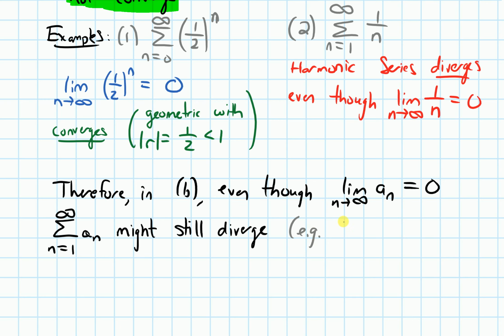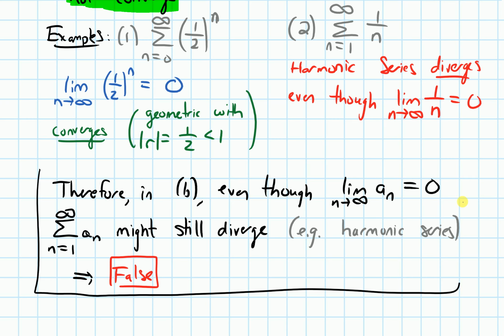So for example, we know the harmonic series has this property. So as a result, this statement is false. So this statement was saying, oh, if the limit of a sub n is 0, then the series should converge. But that's not necessarily true. The harmonic series has that property about the limit of the terms being 0, but the series diverges. Okay, so let's box this as well.